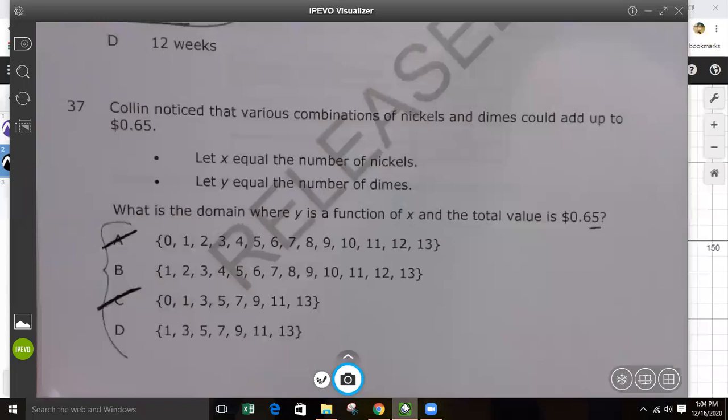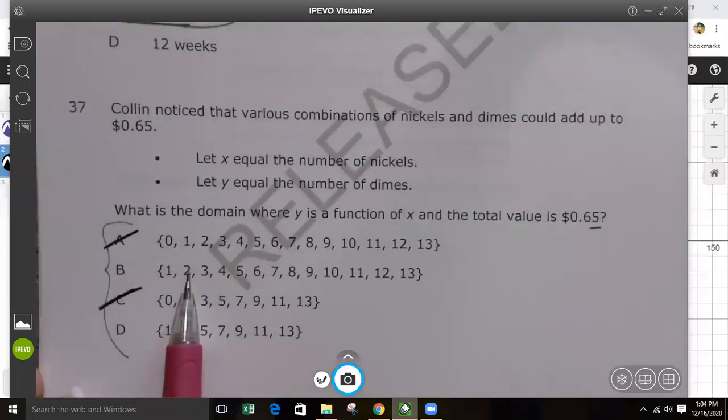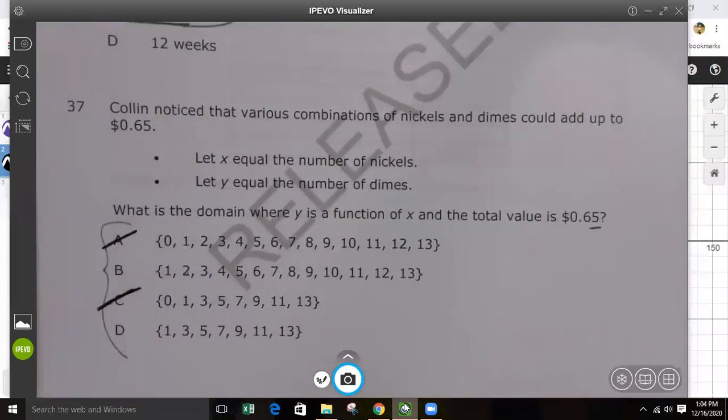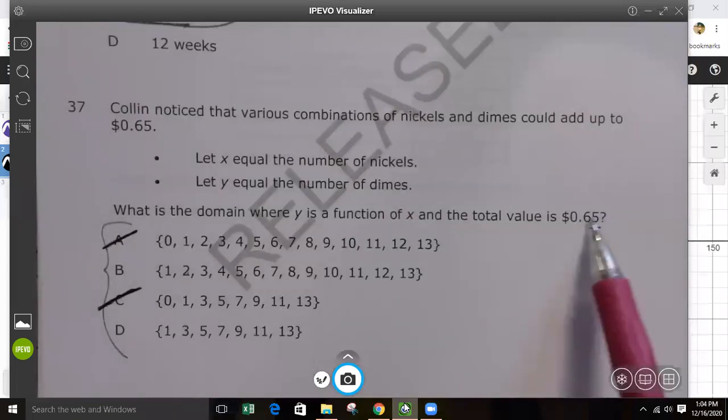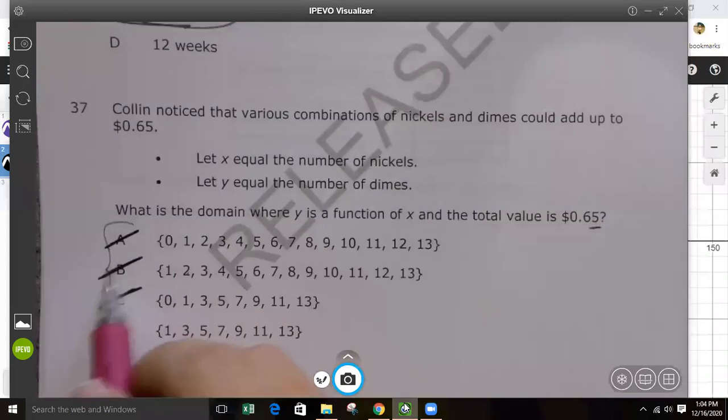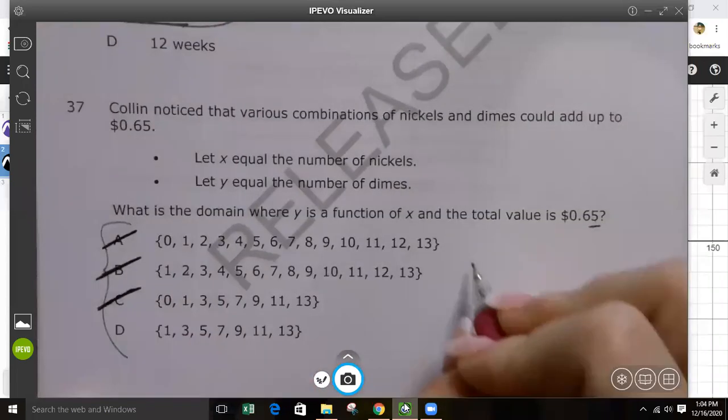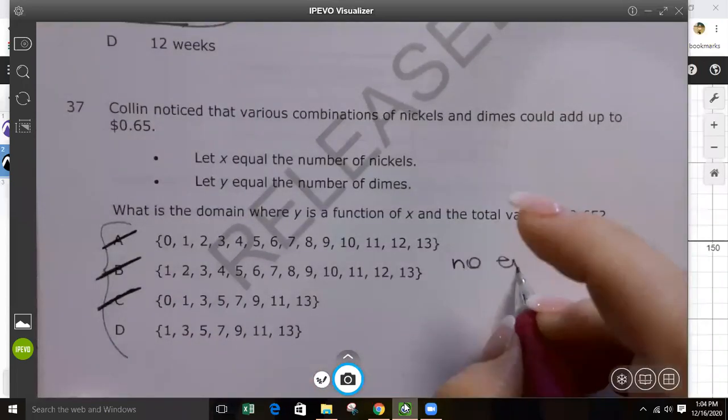Then if I have double nickels, so 2 nickels makes 10 cents, 4 nickels makes 20 cents, that kills that 5 as well. So I also cannot have even numbers. So no evens.